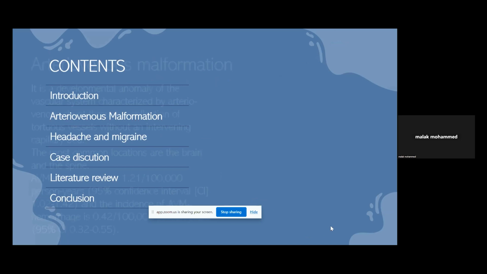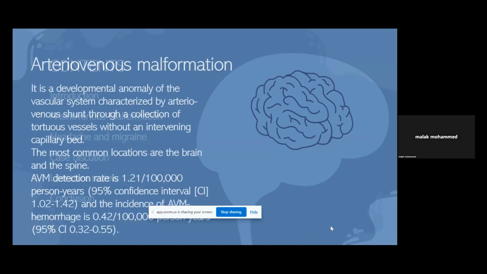So, getting into the topic, arteriovenous malformation. What is it? It's a developmental anomaly of the vascular system characterized by arteriovenous shunting throughout the collection of tertiary vessels without an intervening capillary bed. What are the locations? For the sites of the AVMs, the most common and most serious one is the brain AVM, and it could also be found in the spinal cord, the renal system, and the lungs. So basically anywhere, even in the skin. But the most serious and common one is the brain, because it could lead to hemorrhagic stroke and serious complications.